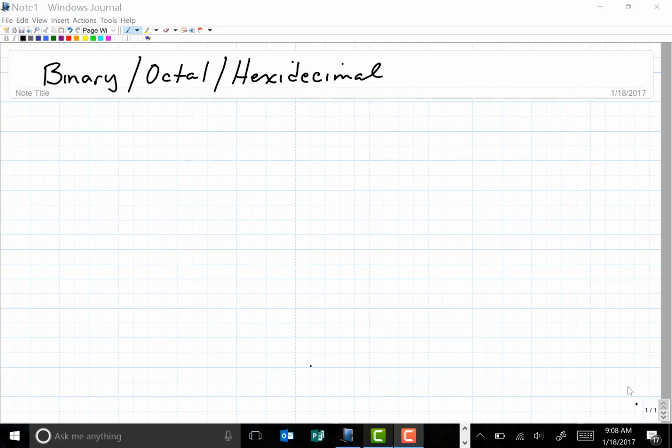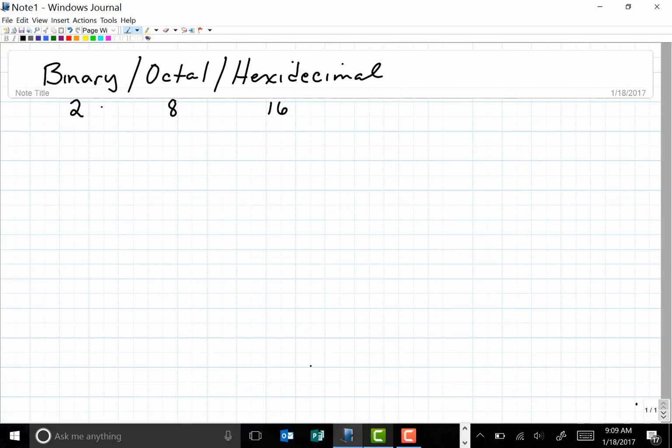In this video, we're going to talk about three special bases: the binary, the octal, and the hexadecimal. Binary is base 2, octal is base 8, and hexadecimal is base 16. These three bases play important roles in computer programming and computer science, and they're easy to convert between because they are all powers of 2.